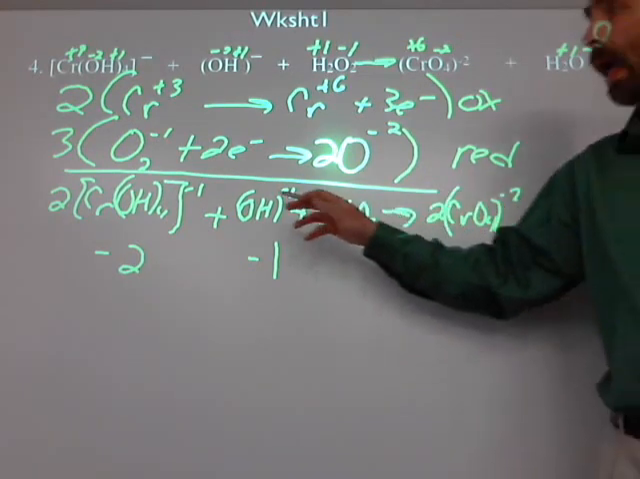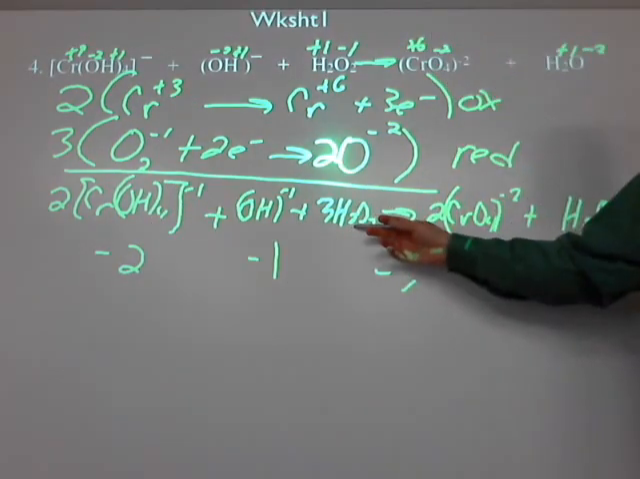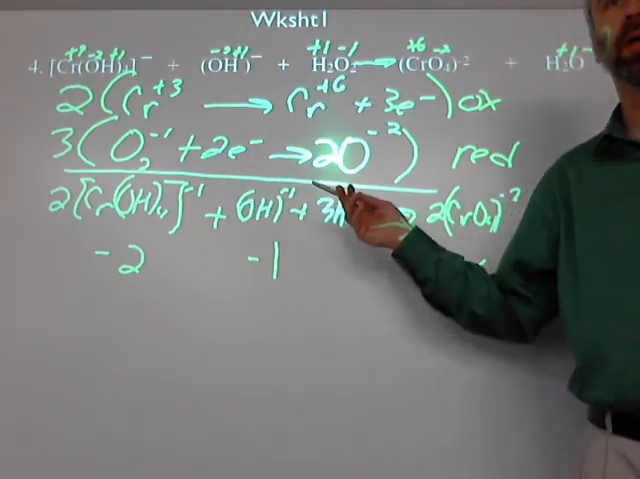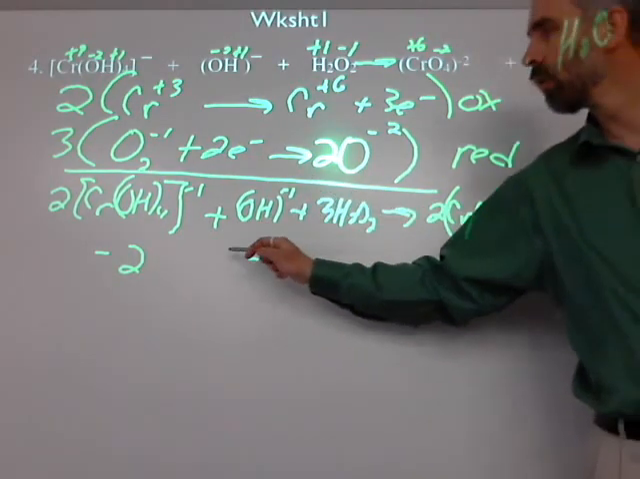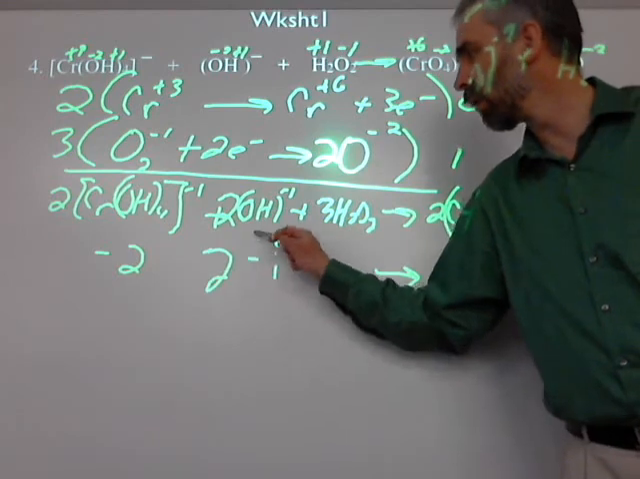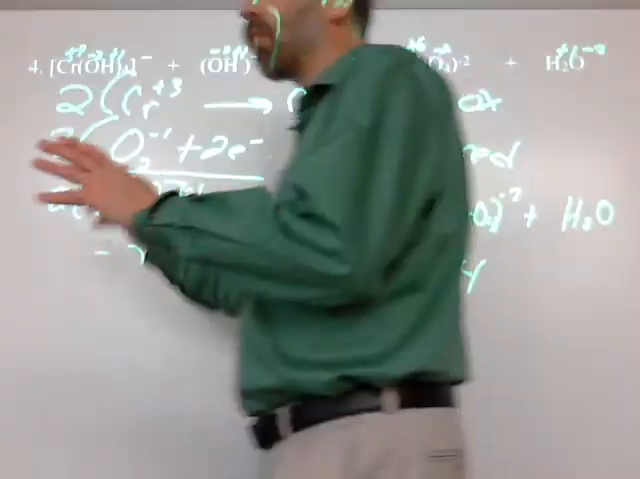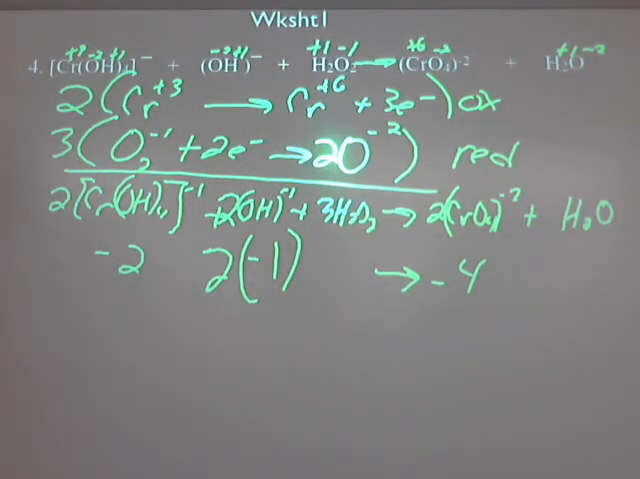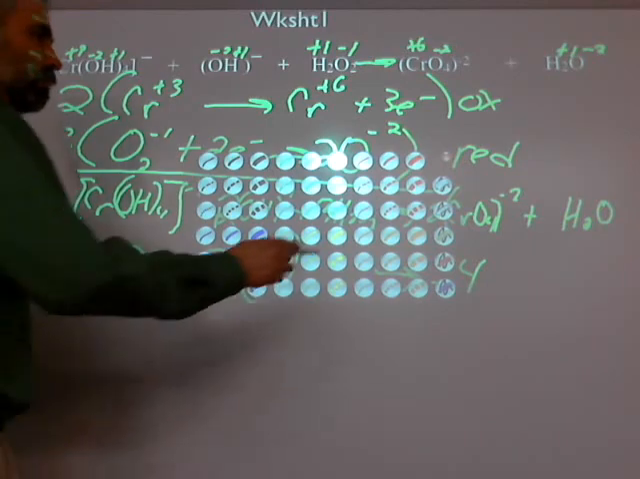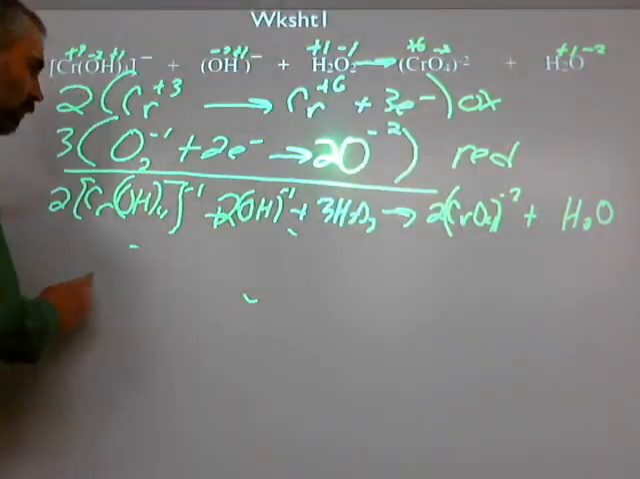What can I use? I can't change him. I can't change him. I can change him. What could I do to balance out for charge? A 2 in front of there would give me -4, -4. Got it? Last thing to do. Everybody's now taken care of. All these coefficients are looking good. We just have to make sure that our O's and H's are okay.